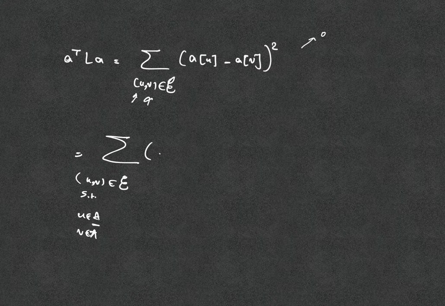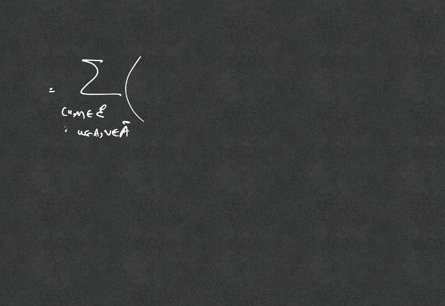And this time we're going to have AU minus AV squared. Now if we expand that, we have U and V an edge such that U is a member of A, V is a member of the complement. So we know U is a member of that, so we have this.